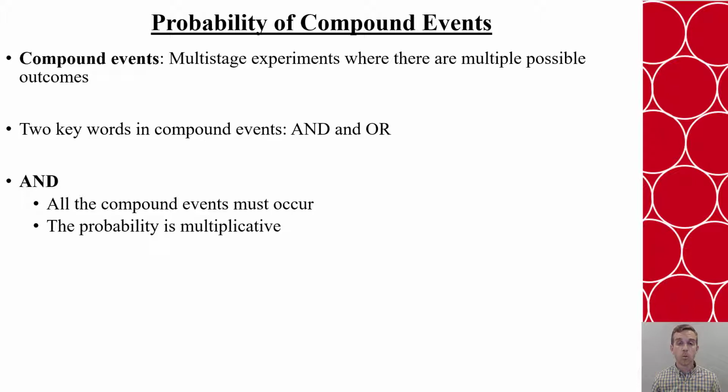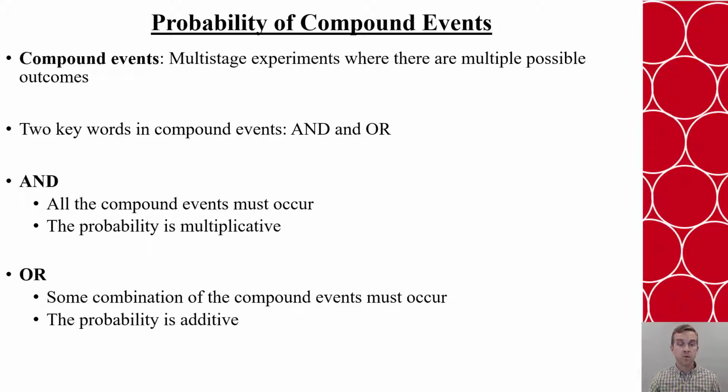When "and" is used, all the compound events must occur, and this will mean that the probabilities of the single events will be multiplied together. When the word "or" is used, some combination of those compound events must occur. This allows the individual probabilities to be added together.